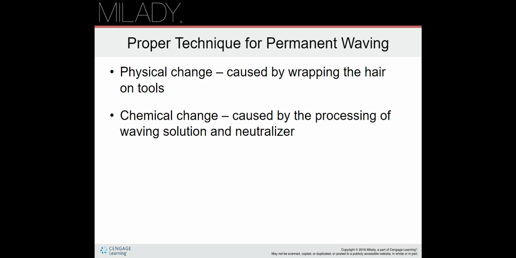and the neutralizer. So the waving solution is going to soften the hair up and start to break those bonds, and then the neutralizer is what reforms, it restructures the hair into the shape of whatever it's on. Okay, and this will make more sense later.